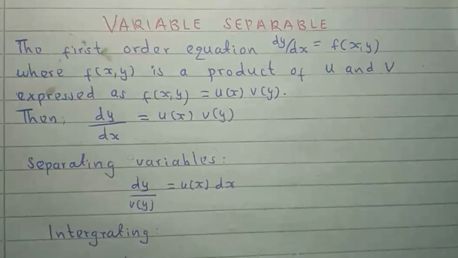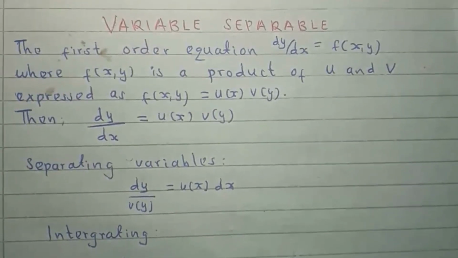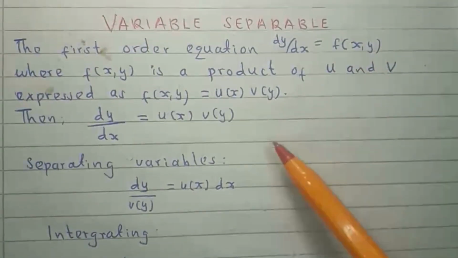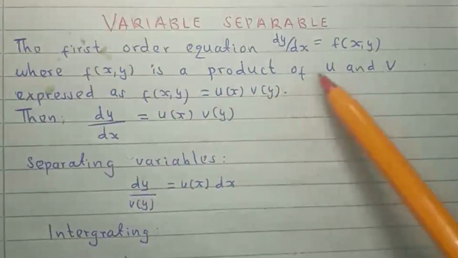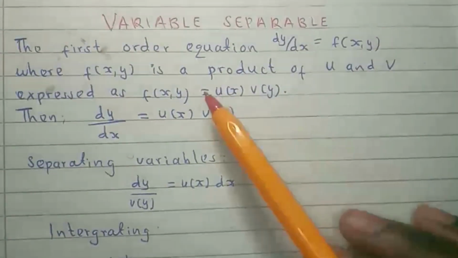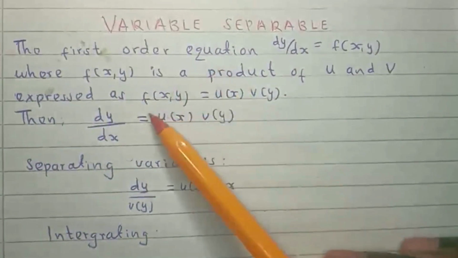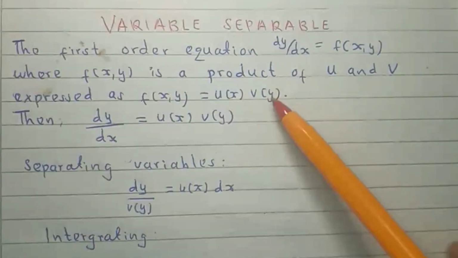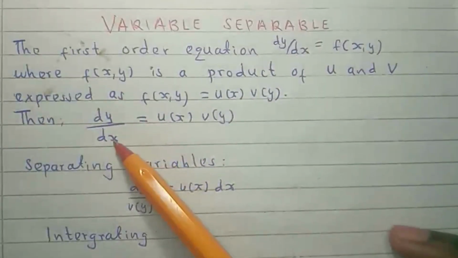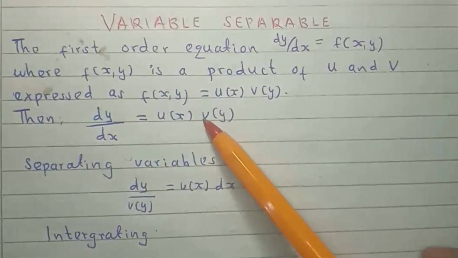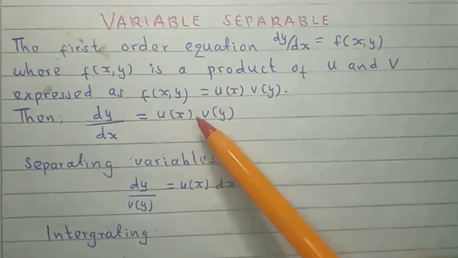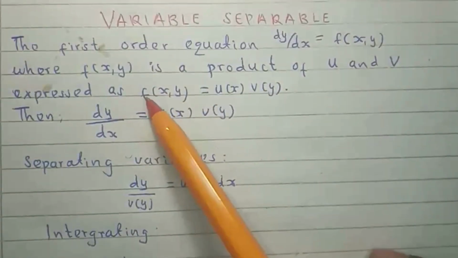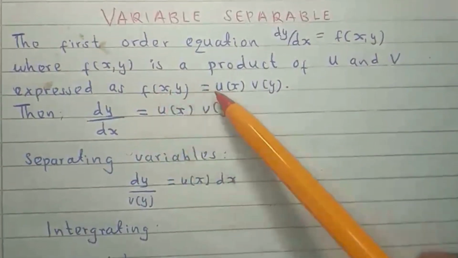Now, for the first order equation, let's say dy over dx is given to be a function of x and y, f of xy, where f of xy is a product of u and v. When f of xy is a product of u and v, it is expressed as f of xy equals u of x times v of y. Then dy dx is equal to u of x, v of y. Remember that u of x, v of y are the product that makes up f of x, y.